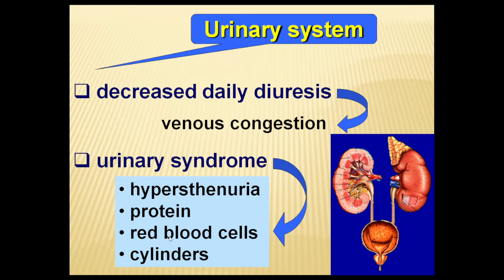There will be proteinuria, as a result hypersthenuria. Urine will be rich with red blood cells and cylinders, which indicate that protein goes through the glomeruli. But it's not primary glomerulonephritis. It is congestive kidney due to progressive heart failure.